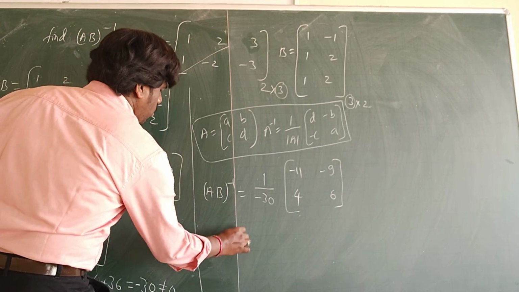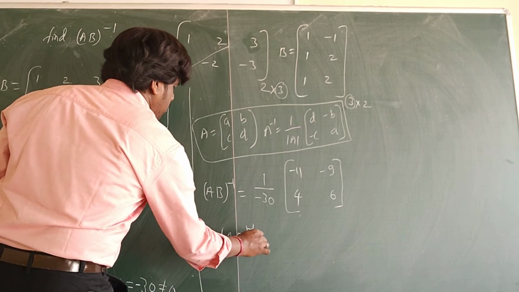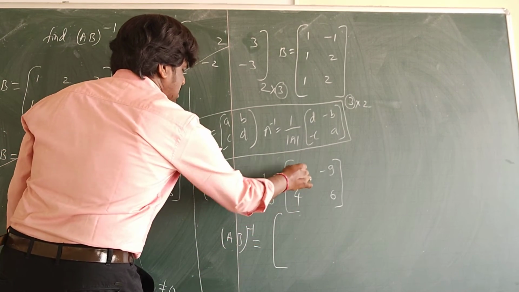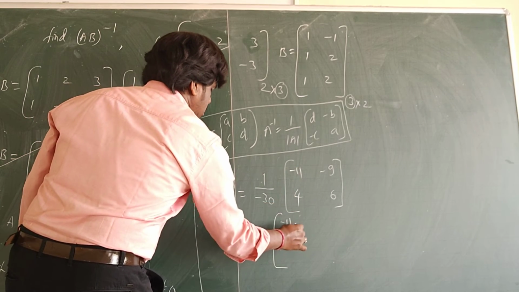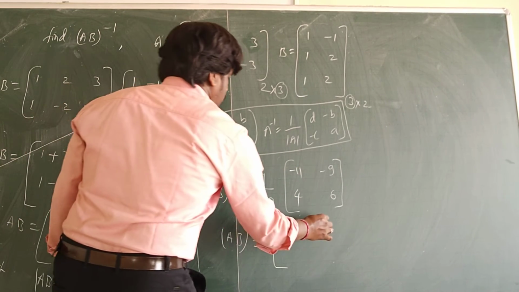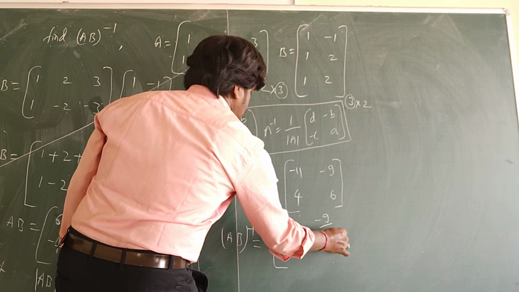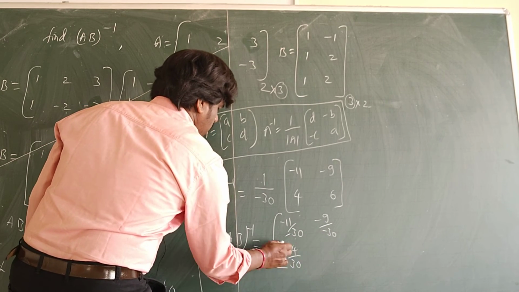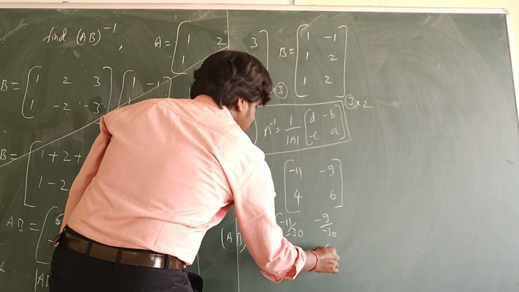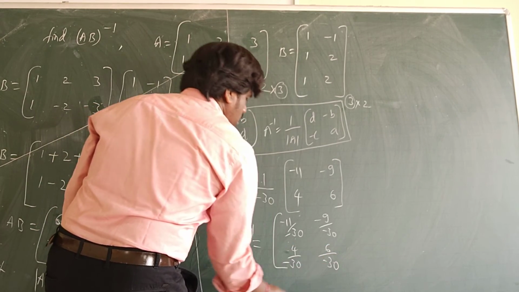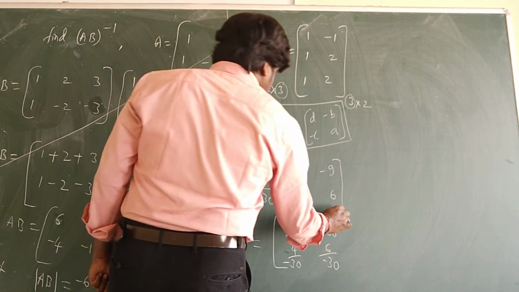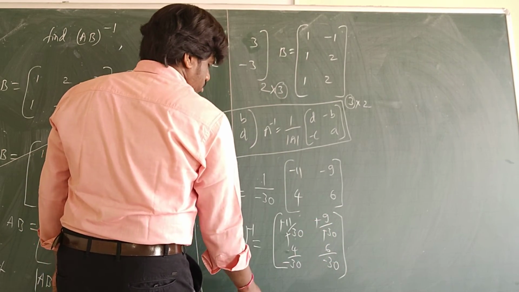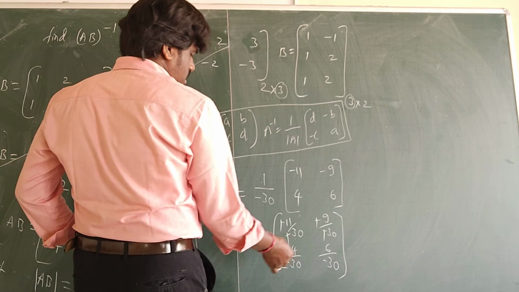So (AB) whole inverse is nothing but, you can multiply inside. So I get minus 11 by minus 30, minus 9 by minus 30, minus 4 by 30 because you have minus here, and 6 by minus 30. So finally the minus signs cancel out. This minus, this minus, this minus, this minus. Wherever any cancellation is there, you can cancel it.